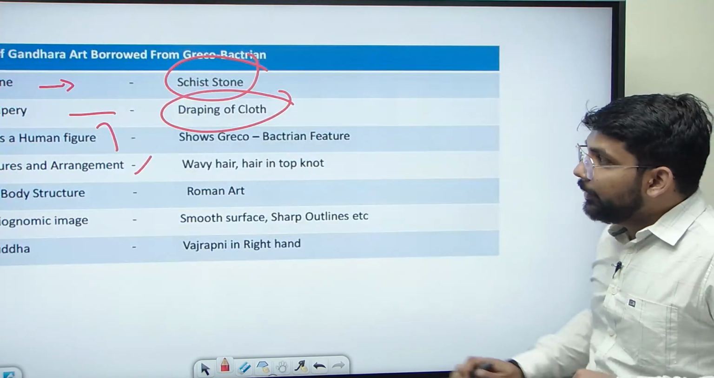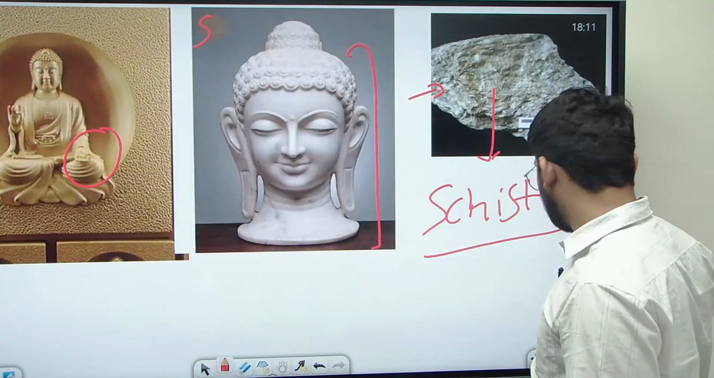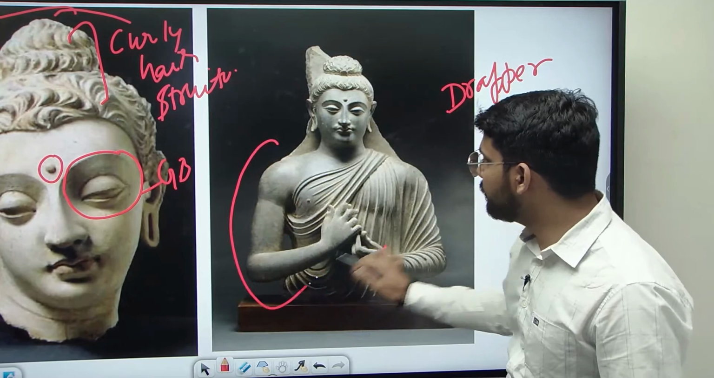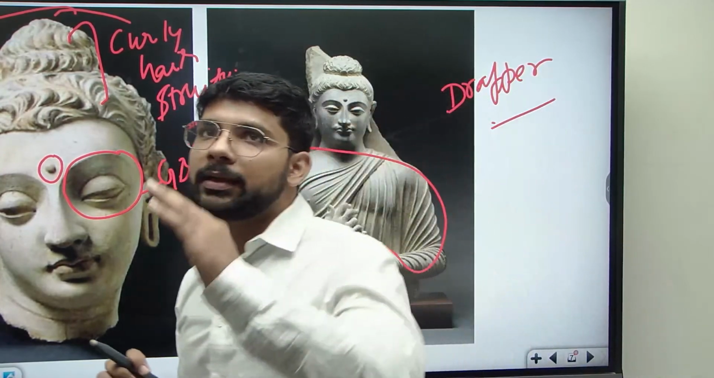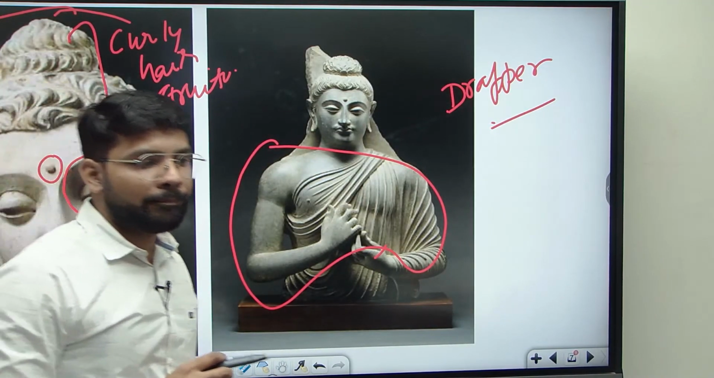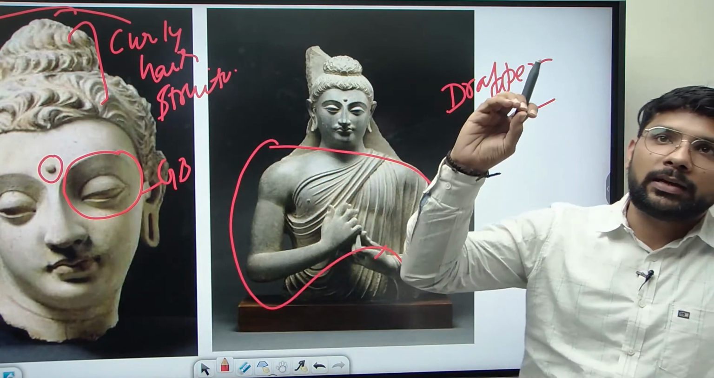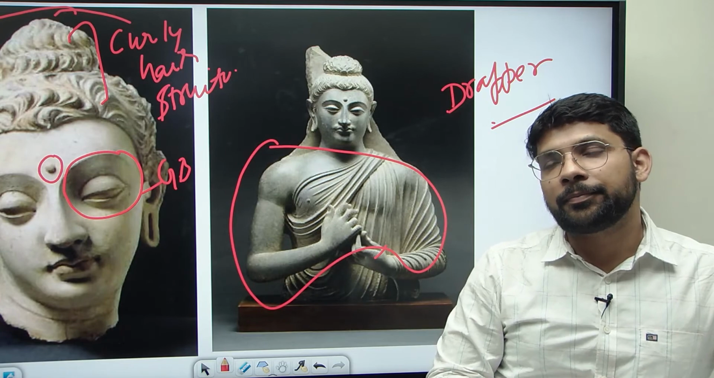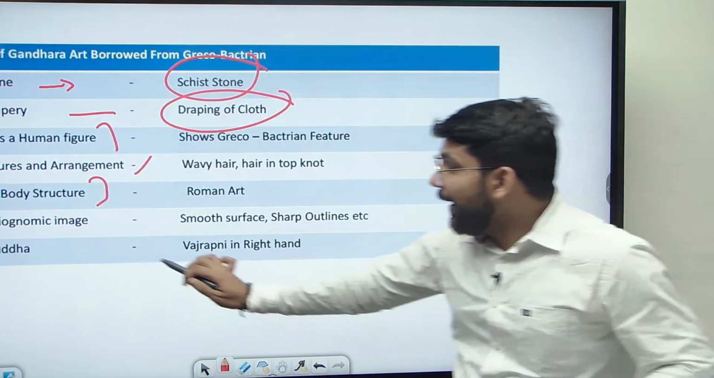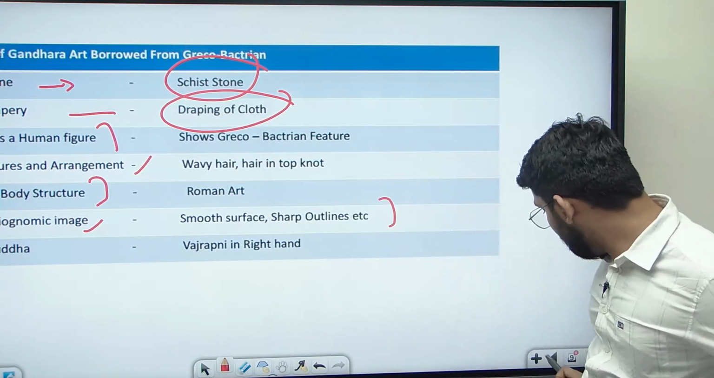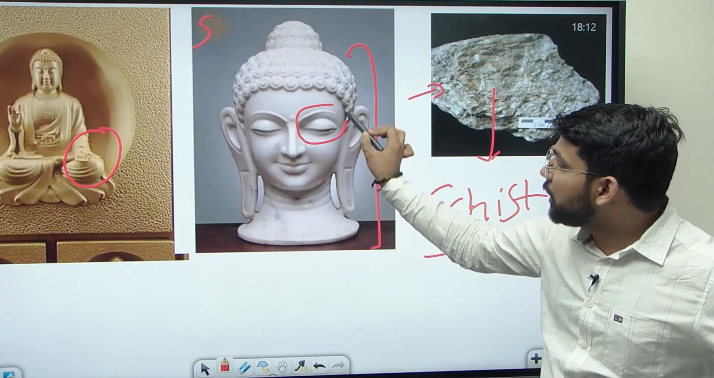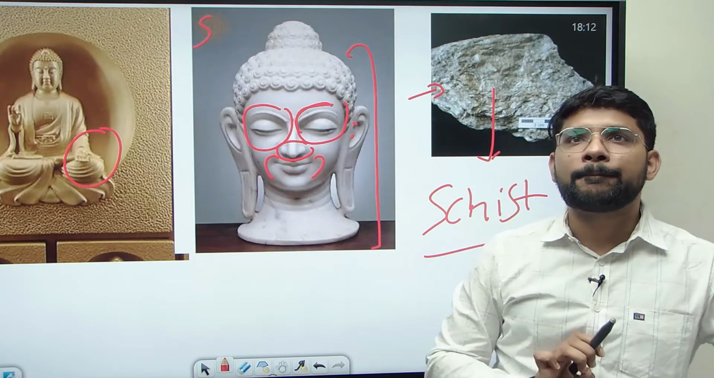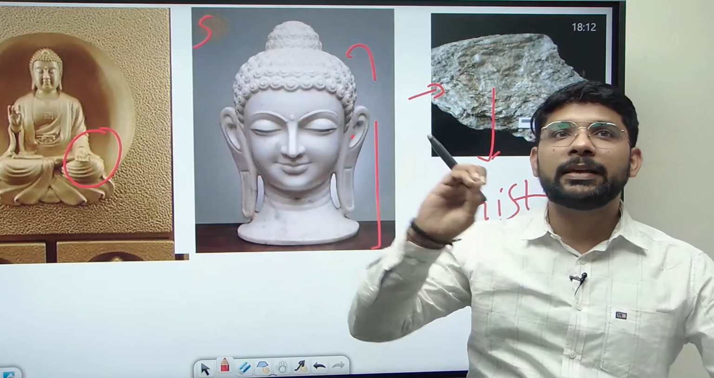Okay, let's come to the next point. Muscular body structure. We see the body structure of the Buddha. This muscular body structure, which was a feature of the Greco-Bactrian elements, was also taken in the Gandhara art. So you can write these points, which are the elements taken in the Gandhara art from the Greco-Bactrian style. Next point can be finely physiognomic image, meaning smooth surface and sharp outlines. If you see the image here, these are sharp outlines and they are clearly represented here. If you see the shape of nose, shape of eye, shape of lips, they are clearly represented here. That's the Greco-Bactrian style.